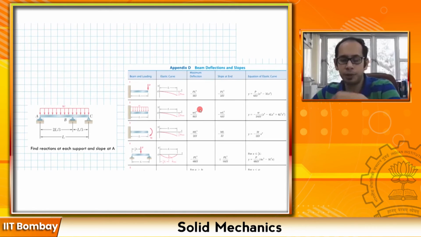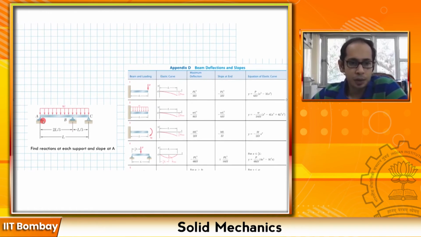So this problem example for superposition deals with a continuous beam where you have two spans, 2L/3. After that you have a roller support and you have another L/3 over here. What the problem asks you is to find the reactions at each of the supports and the slope at the point. This is also an example where your simple equations of equilibrium will not be sufficient to find the support reactions. So you would have to use the deflection relationships and so on to find the reactions as well as the slope, right?